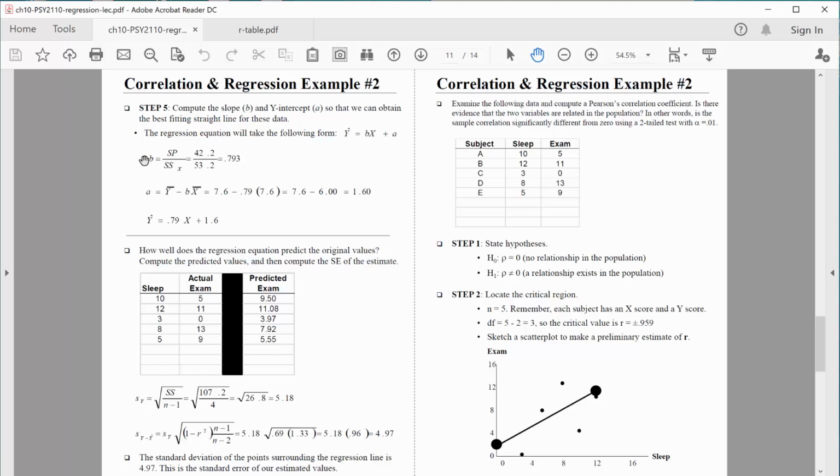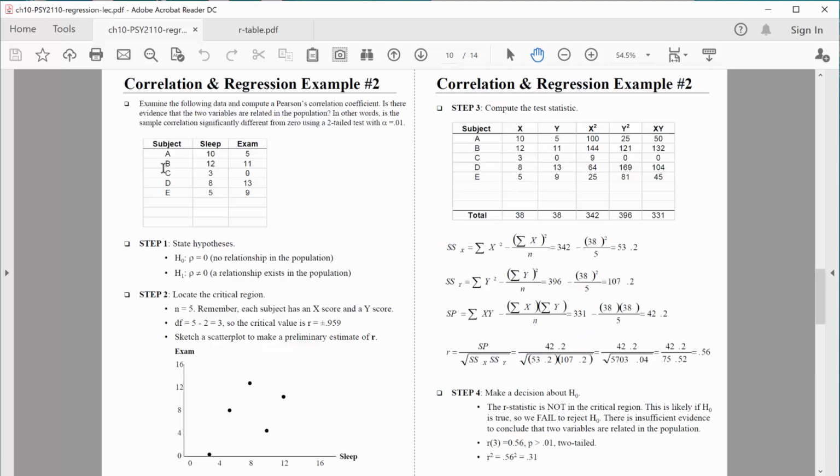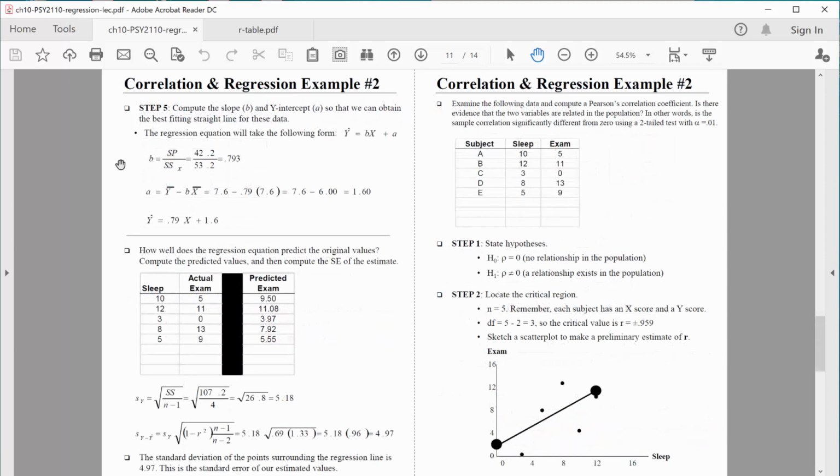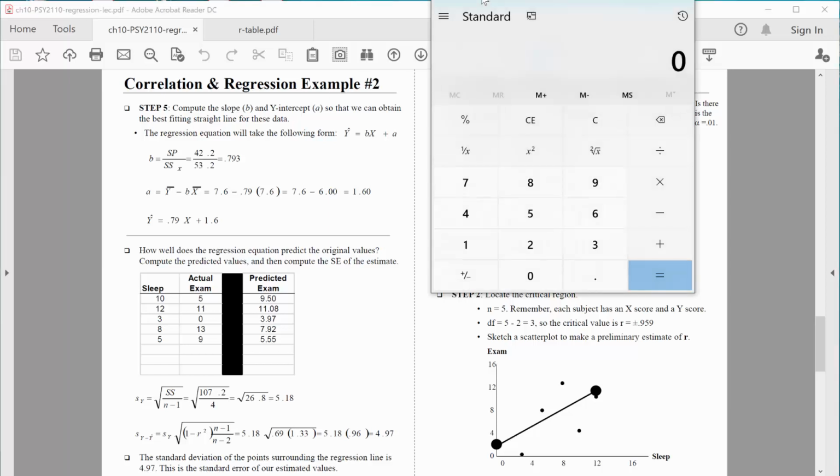Let's do that. Let's go back a page and let's remind ourselves of what the sum of the products and the sum of squares for the x variable equal. Sum of the products is equal to 42.2, and the sum of squares for the x variable, which is sleep, is equal to 53.2. So that's where these two numbers come from. Let's go ahead and just crunch those numbers real quickly. 42.2 divided by 53.2 equals about 0.79.